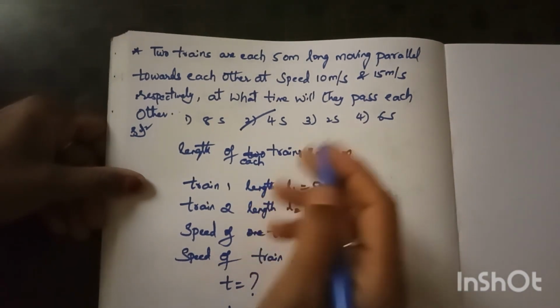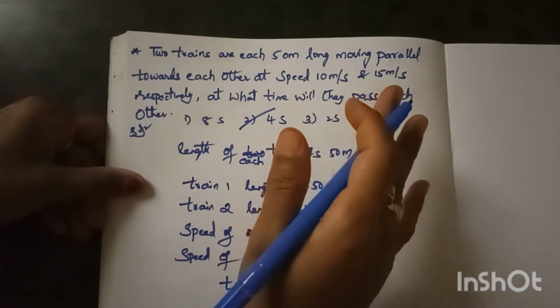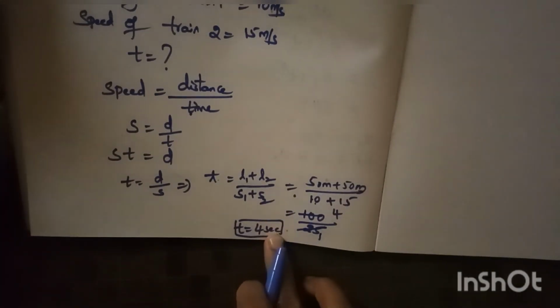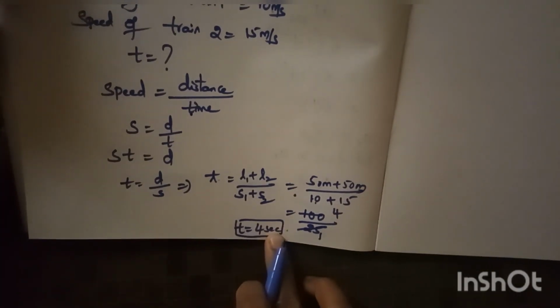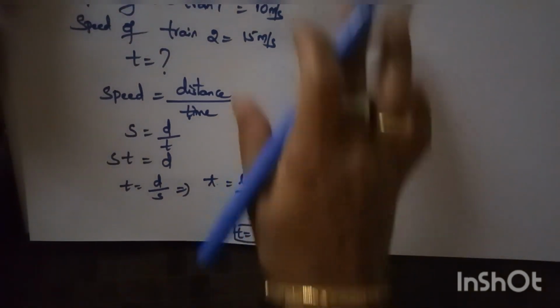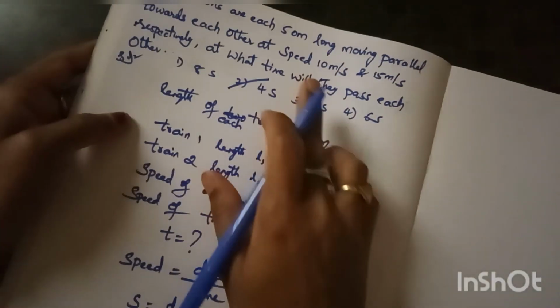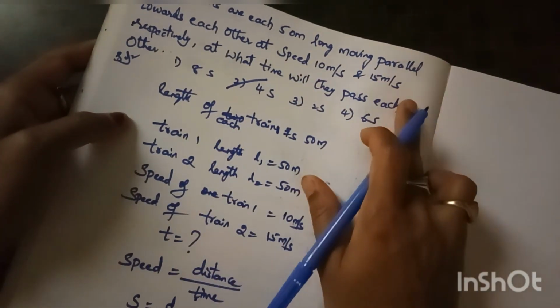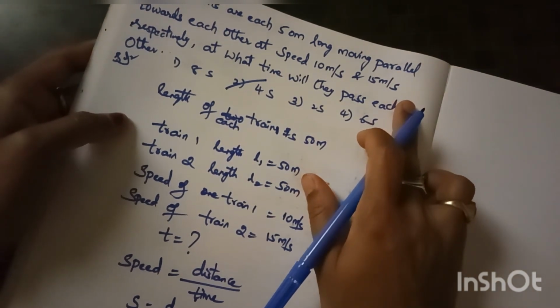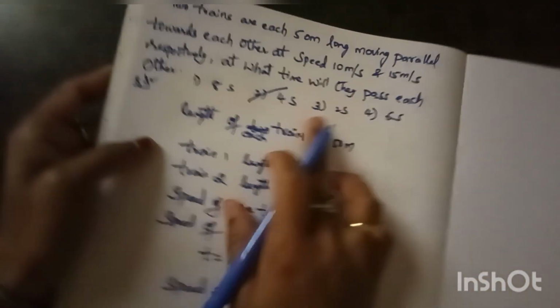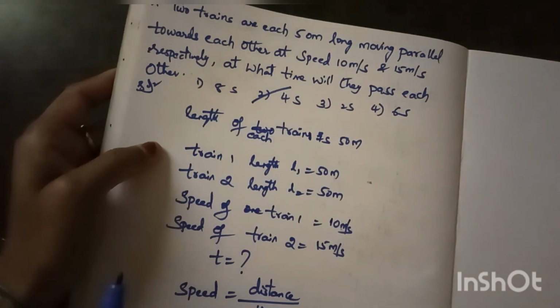So at what time do the two trains move parallel to each other? At 4 seconds of time, with the length of each train being 50 and 50, and speeds of 10 meters per second and 15 meters per second. At what time they move parallel to each other means at 4 seconds.